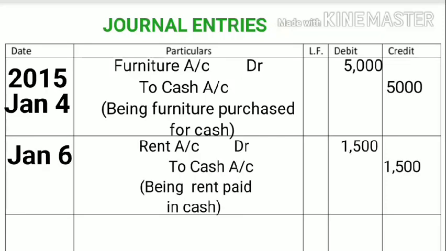On January 6th, paid rent to landlord. Over here, the cash balance has reduced and expense is incurred. So the entry is rent account debit to cash account, and the narration will be being rent paid in cash.